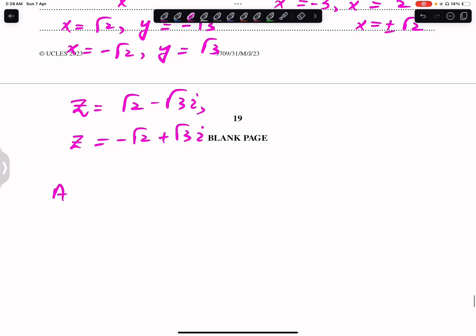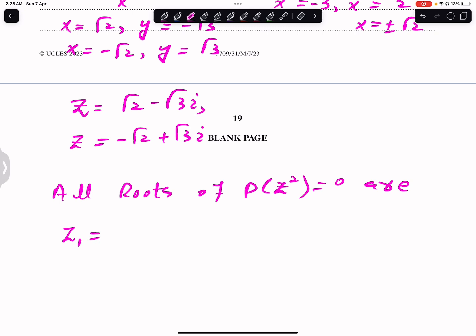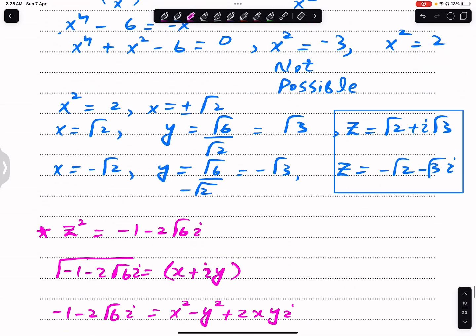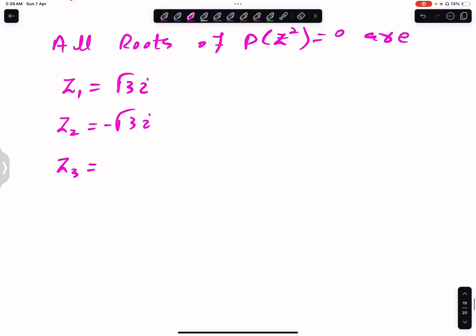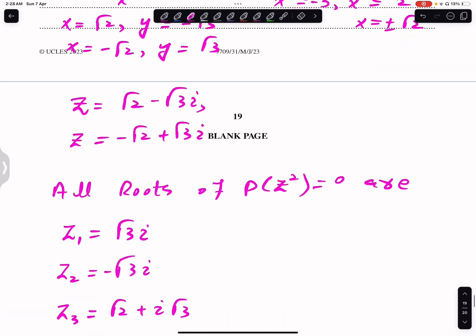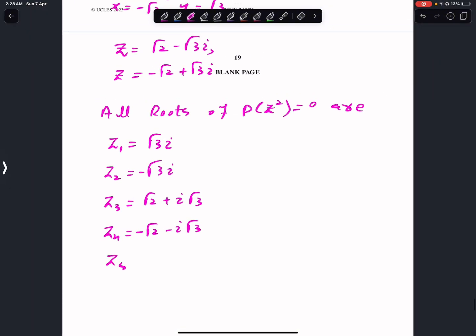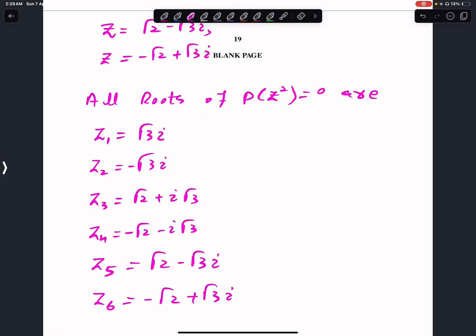So all roots of p(z²) equal to 0 are: number 1, √3 i; number 2, minus √3 i; number 3, √2 plus i√3; number 4, minus √2 minus i√3; number 5, √2 minus i√3; and number 6, minus √2 plus i√3. So this was the end of this paper.